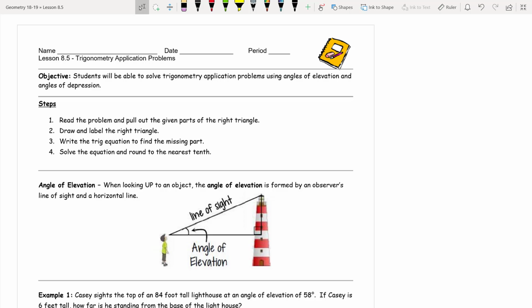Before we go anywhere, you've got steps right at the very top for how to solve every one of these application problems. The first thing you're going to do is pull out the given parts of a triangle that they're talking about. You're going to draw and label the right triangle, and then you're just going to solve like we've done. So it's really just adding an extra step. We have to just pull the stuff out of the question we're on.